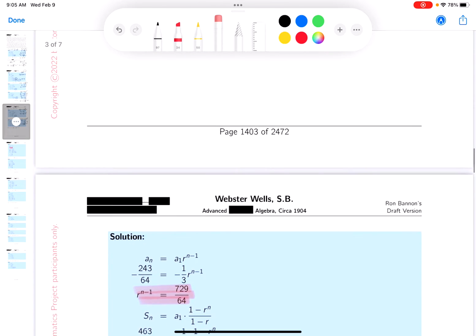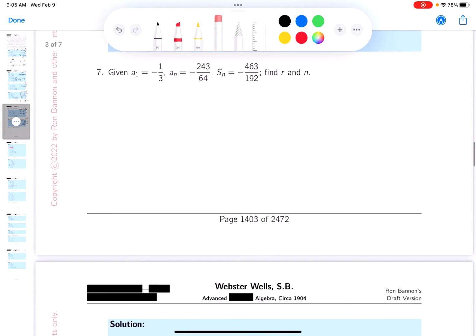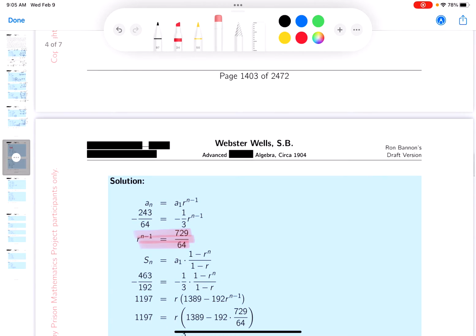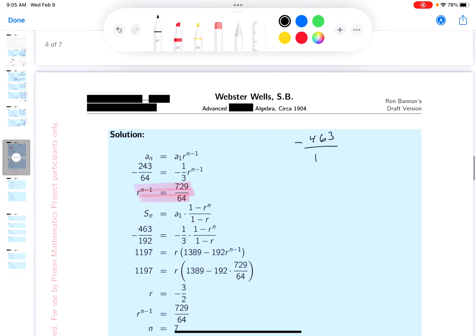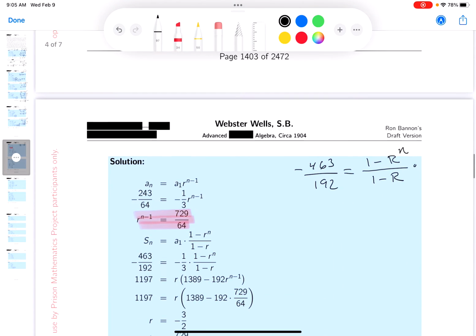They told me something about SN. And what's SN? I'll write this down. Minus 463, I'll write it down for you. Let me just remind myself, over 192. And what does that equal? Well, it's going to be 1 minus R to the n. I still don't know what R is, by the way. Over 1 minus R, times A1. What's A1? Minus 1/3.